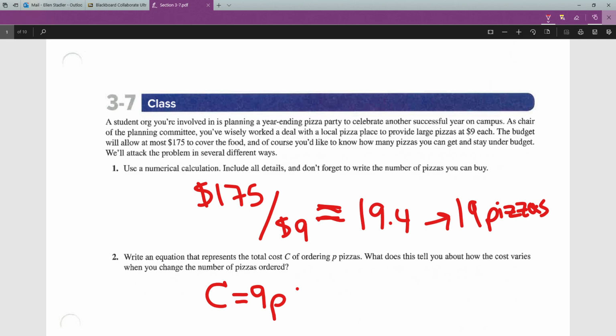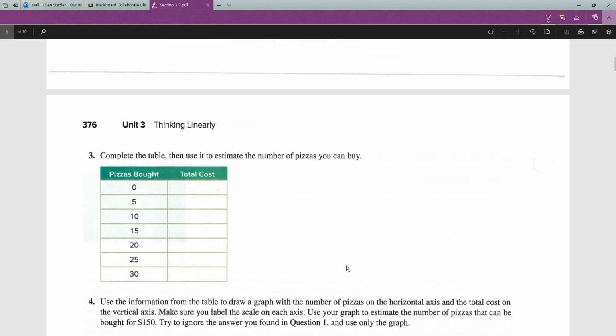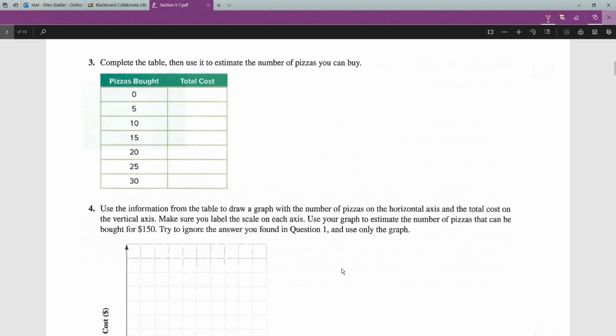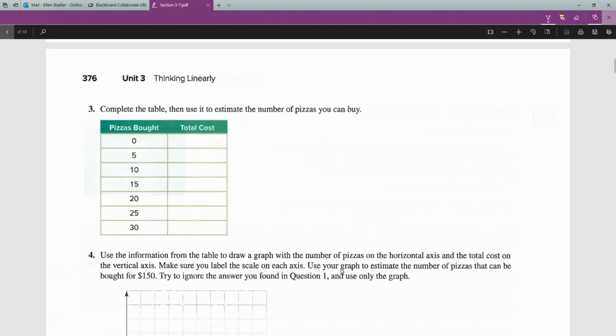What kind of variation is this? Hint, you just saw it in lesson 3.6. This is an example of direct variation. The cost varies directly as the number of pizzas we buy. Turning the page to page 376, they ask us now to complete a table based on that. So if I buy 0 pizzas at $9 each, what's my total cost? What's 9 times 0? 0.